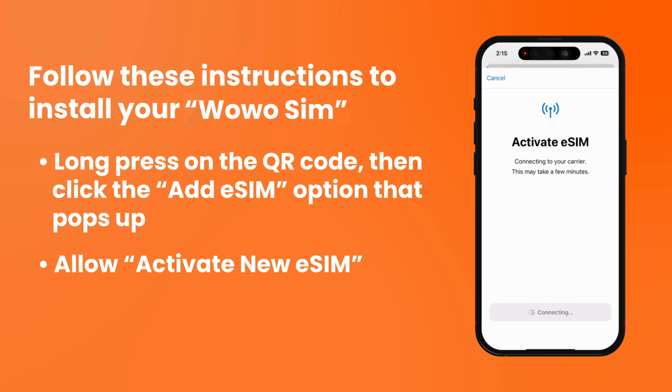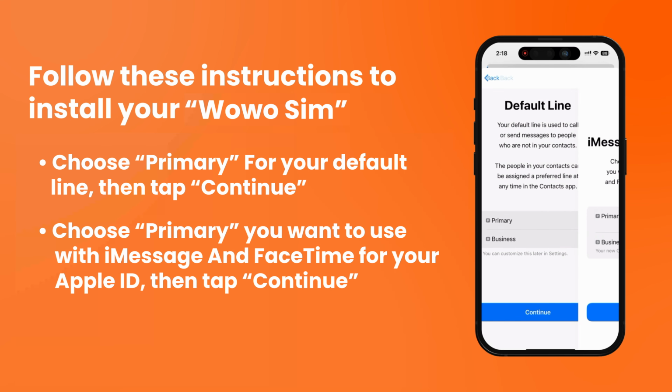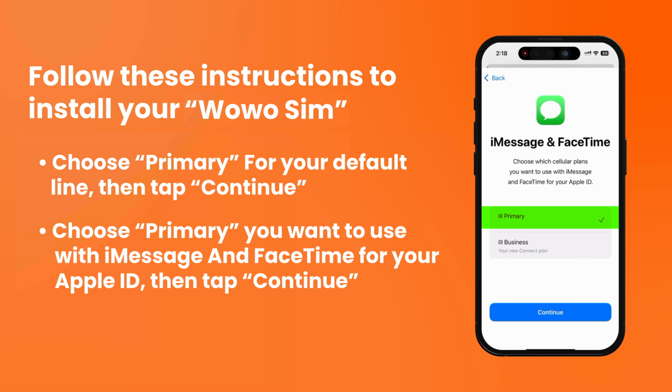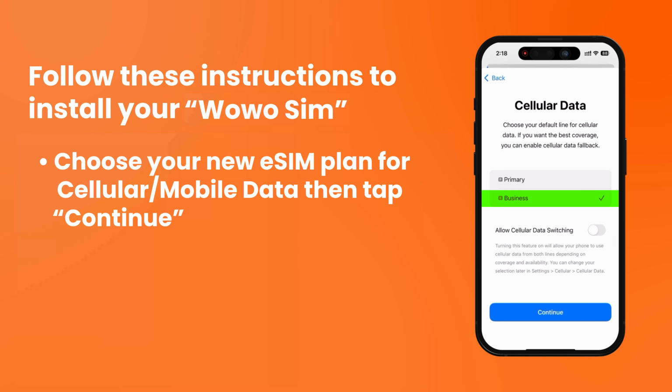Allow Activate New eSIM. Choose Primary for your default line, then tap Continue. Choose the primary you want to use with iMessage and FaceTime for your Apple ID, then tap Continue. Choose your new eSIM plan for cellular mobile data, then tap Continue.